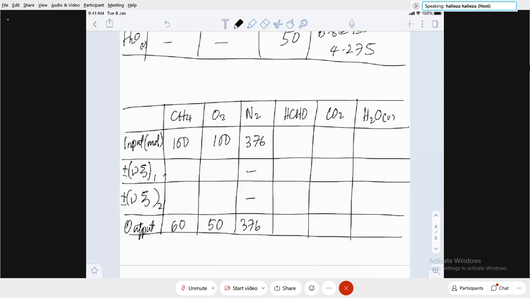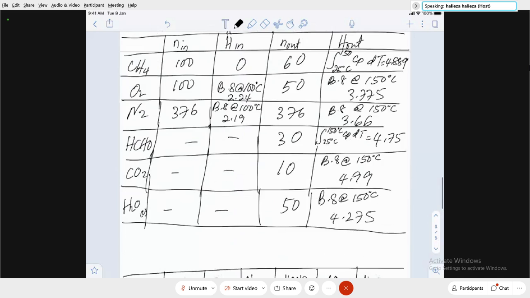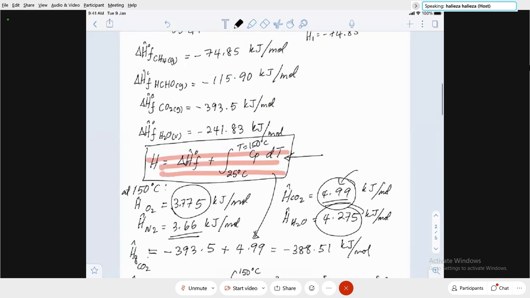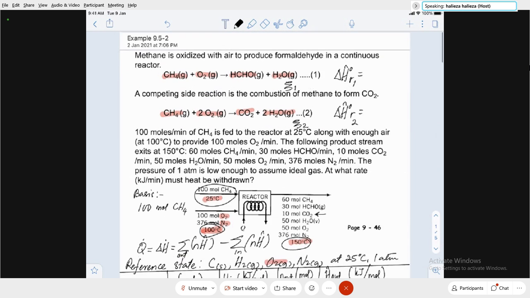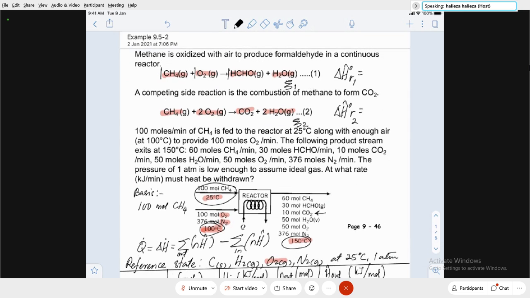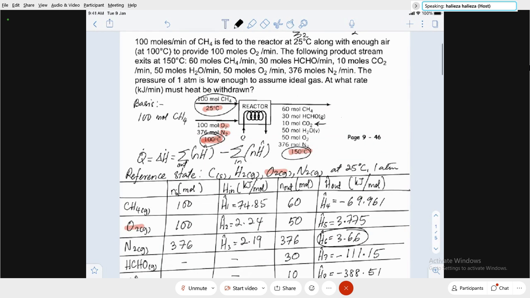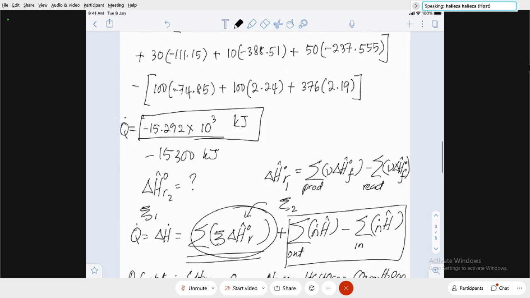It's still the same. So there's no formaldehyde, no carbon dioxide, and no water vapor in your inlet, but you do have them in the outlet. That's 30, that's 10, that's 50. Now look at the equation. You have to look at the equation. There's 1, 1, 1, 1. So in equation number 1, all of the coefficients are 1.